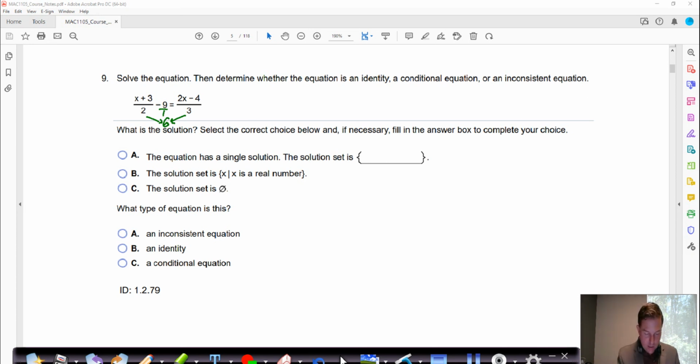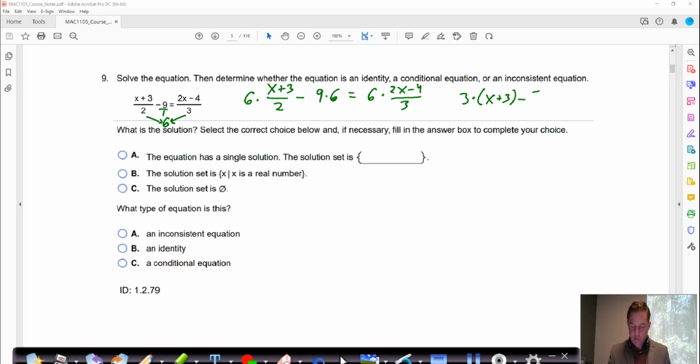So we're going to say 6 times x plus 3 over 2. And then we're going to have minus 9 times 6 equals 6 times 2x minus 4 over 3. Okay, now before I actually do these multiplications, I'm going to first simplify. I'm going to say, well, 6 divided by 2 is just 3. So instead of multiplying everything by 6, I'm going to multiply this term by 3. So it actually becomes 3 times that term on top with parentheses so that I know to distribute.